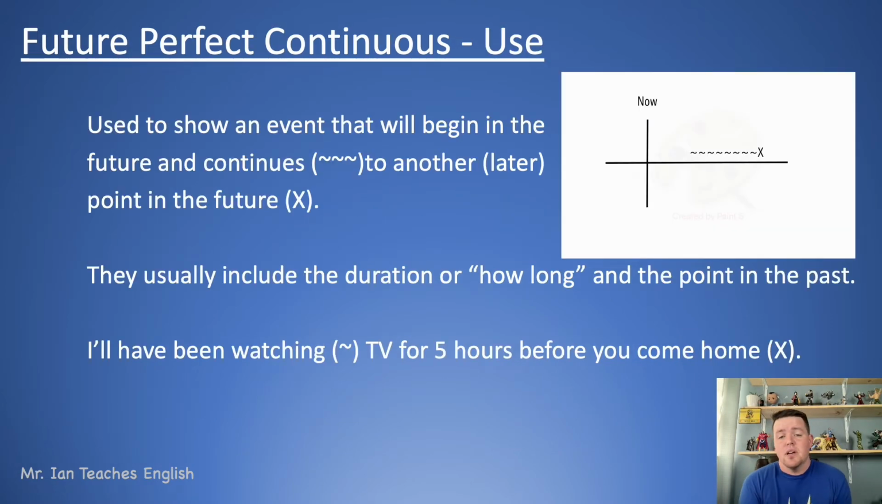Future perfect continuous, how do we use it? This is used to show an event that will begin in the future and continue to another point in the future. So you'll see in our little picture here, we have now and then the future. We always give a time in the future, either with context or we just say a time. And our event in the future perfect continuous, that event continues and is happening at the same time as that event in the future.